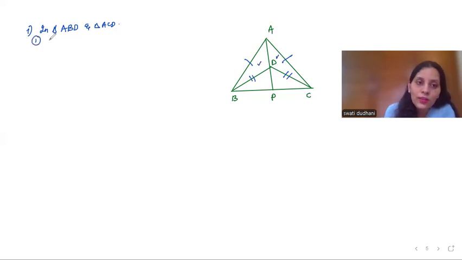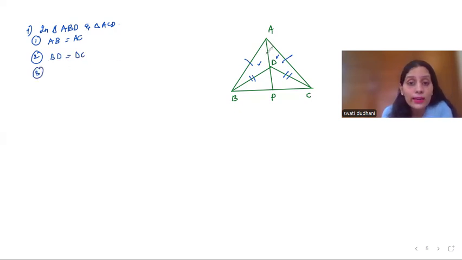So what are we given? We are given AB is equal to AC. We are also given BD is equal to DC. And for the third one, we see that AD is common to both. So AD is equal to DA, common side.